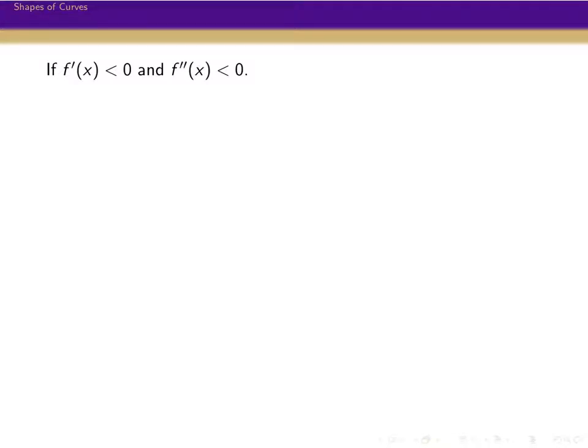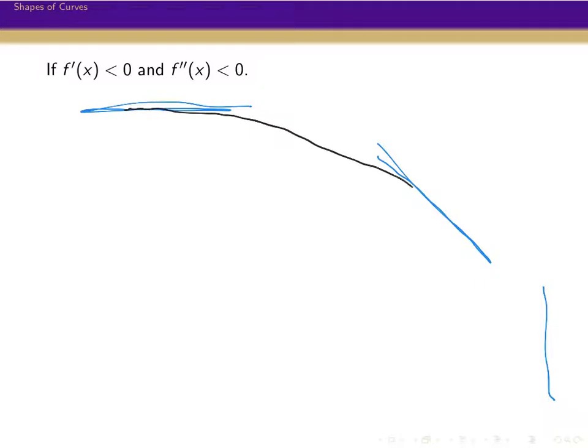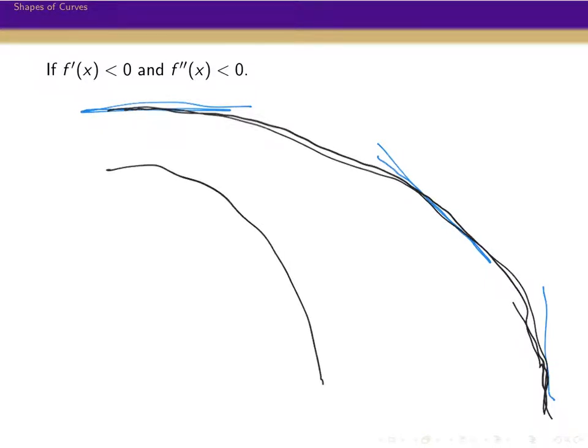Last but not least, what if it's decreasing and concave down? So if it's decreasing, the slope's negative, and as time goes on, it gets more and more negative. So decreasing concave down starts off kind of flat, and ends up going very radically down.